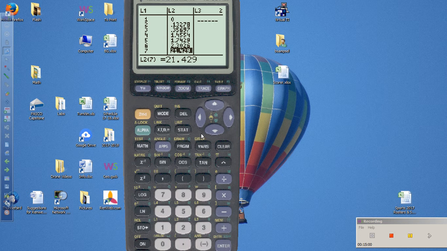For exercises 18 through 21, do you want to graph it on paper or on the calculator? You'll be doing both, but yes, you draw the graph on the paper.